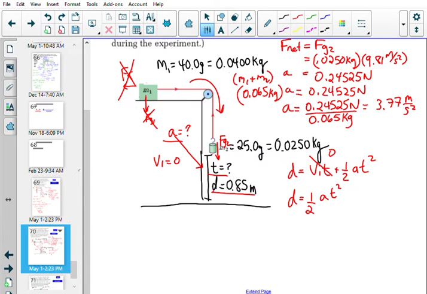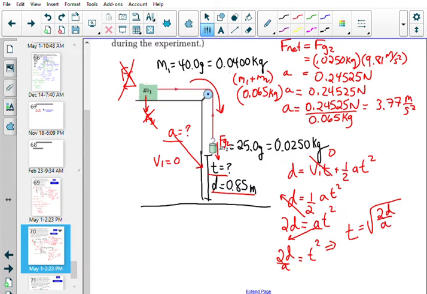If I'm going to rearrange this to solve for time, just like last chapter, you remember the 2 is going to go up. You're going to get 2 distance equals a t squared. The a is going to go down, and you're going to get 2 distance over a equals t squared. And then you're going to square root both sides, and you're going to get the square root of 2 distance divided by acceleration.